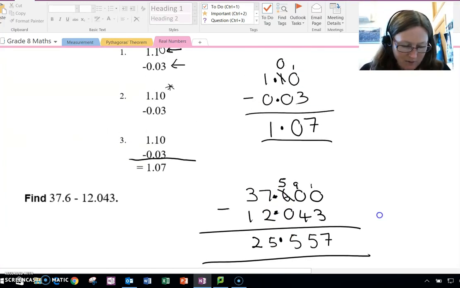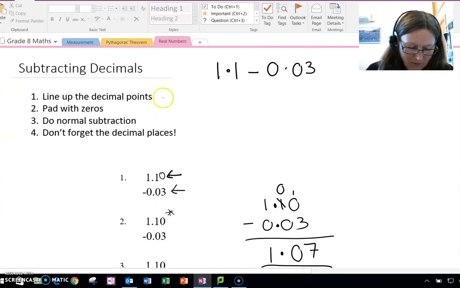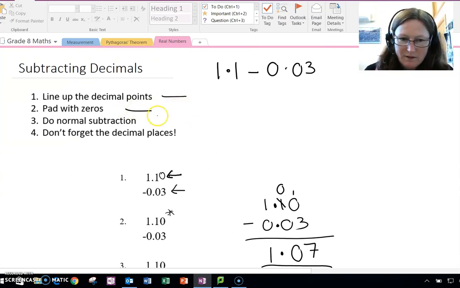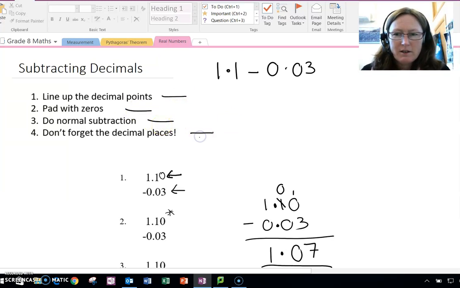So the steps for subtracting decimals. Write it out, make sure you line up the decimal points. Put zeros where there's nothing. Do your normal subtraction rules. Don't forget your decimal point.